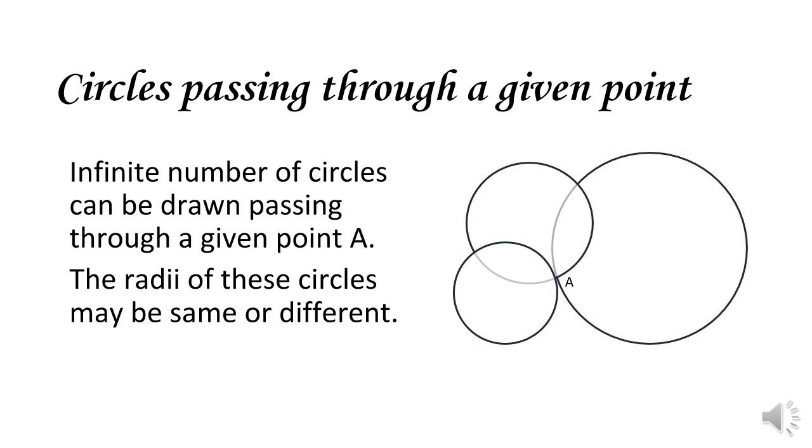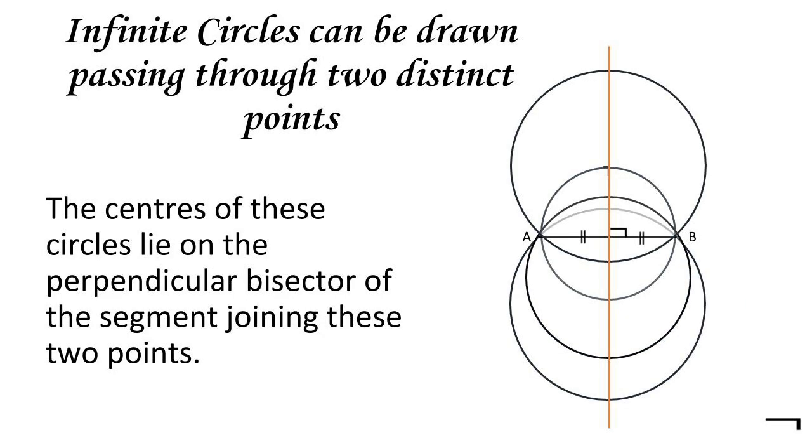The next topic is that infinite circles can be drawn passing through two distinct points. For example, we have two distinct points A and B. What you can do is join these 2 points and we get a straight line or segment AB. Now draw a perpendicular bisector to segment AB, and then you can have infinite circles drawn through two distinct points. The example is given over here.